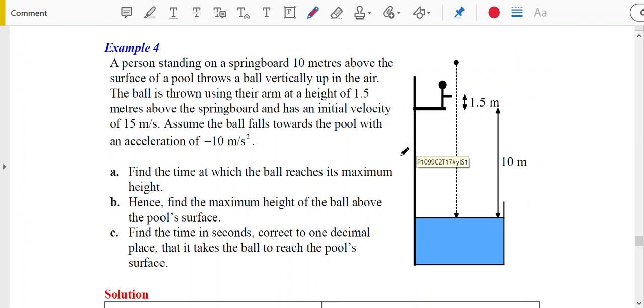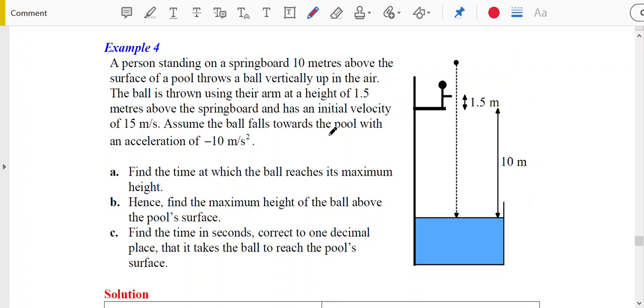Okay, so the first question is find the time at which the ball reaches its maximum height. The time. So how long? When we throw this ball up, how many seconds is it going to take to reach its maximum height? Now you actually need to understand a little bit of physics for this problem.